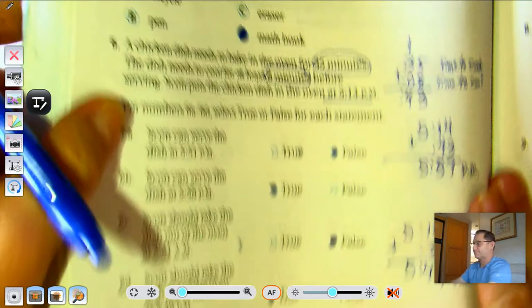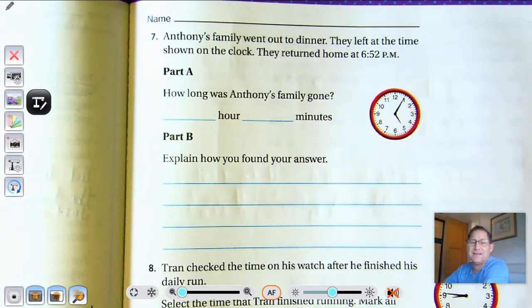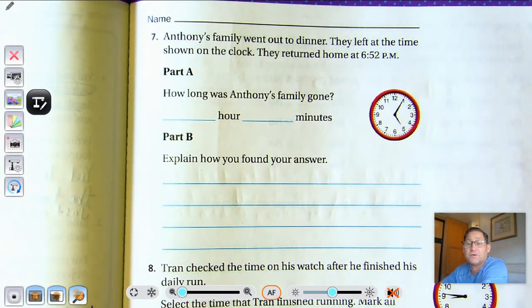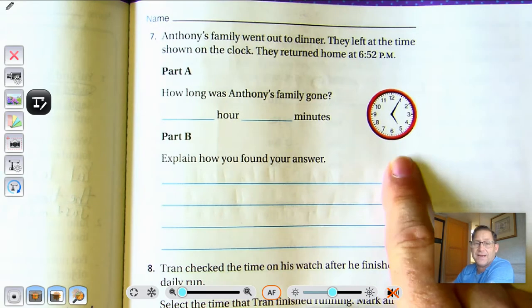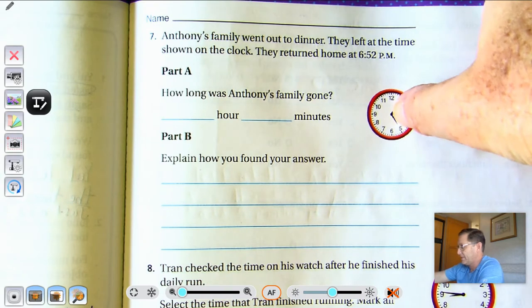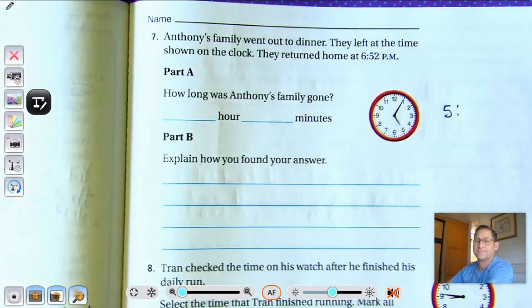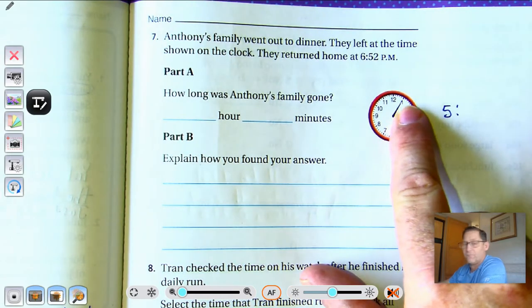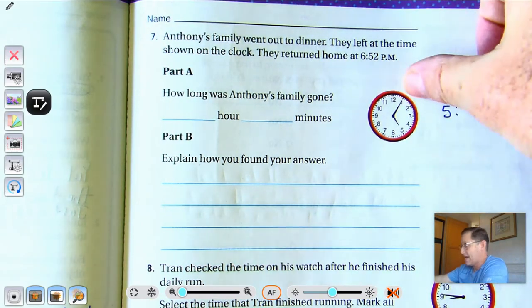All right. Number 7. Anthony's family went out to dinner. They left at the time shown on the clock. They returned at 6:52. How long was Anthony's family gone? Well, what time is it? This is what time they left. So the hour hand is pointing at the 5. So it's 5 something. And the minute hand is pointing right at the 1. So that's 5:05.